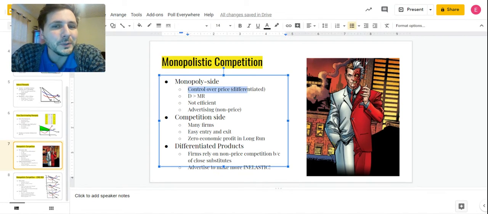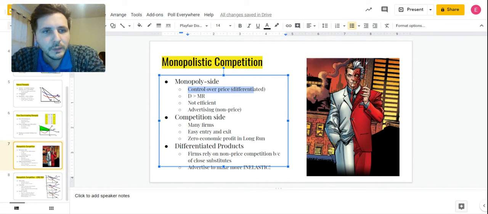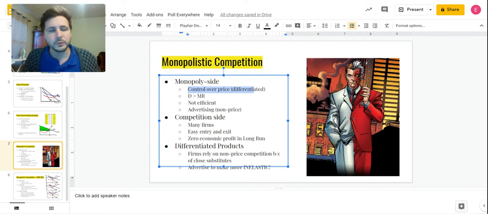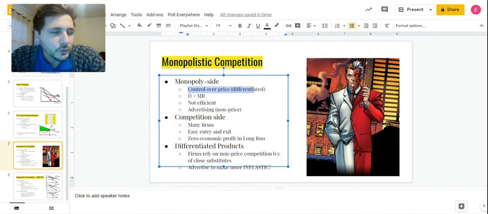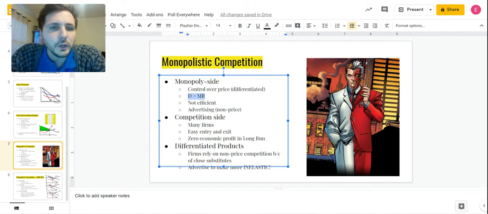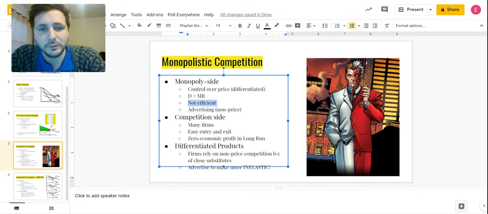So first, the monopoly side is they have control over the price because they have a differentiated product. Now, within reason, right? So monopolistic competition is like fast food restaurants where there's a ton of them, or mattress sellers or something like that, where they have a slightly differentiated product, so they can change the price a little bit, and so they're price controllers. As a result, their demand is greater than their marginal revenue, just like a monopoly. They're not efficient in any way, shape, or form, so they're not productively or allocatively efficient.